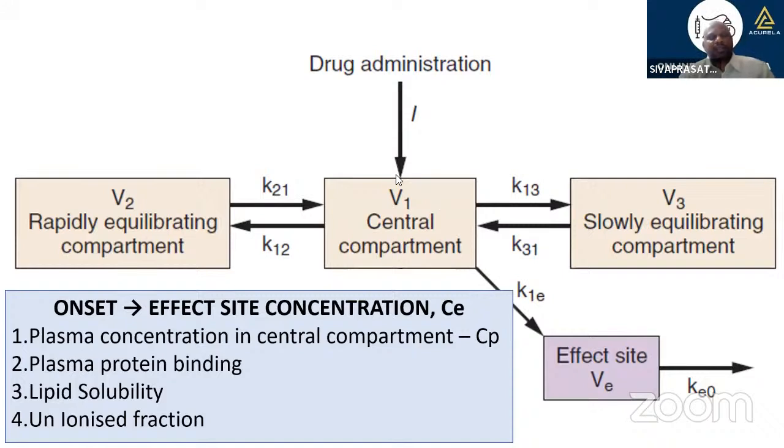The onset of the drug is dependent on the effect site concentration, or CE. That depends on the plasma concentration in the central compartment, CP. The second is plasma protein binding. If it is highly protein bound, it will not let it go to the effect site. The third thing is lipid solubility. If it is highly lipid soluble, it can escape the plasma protein binding and move into the effect site. And the amount of unionized fraction is what is available to cross into the biophase and produce the effect.